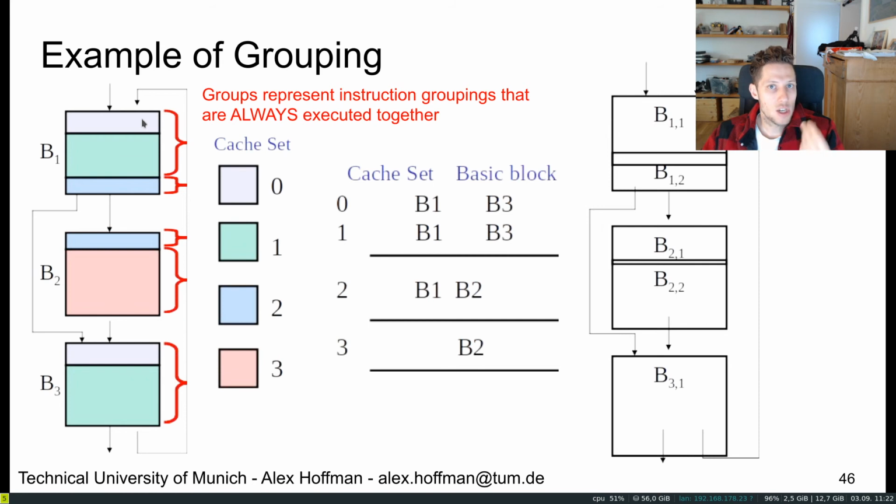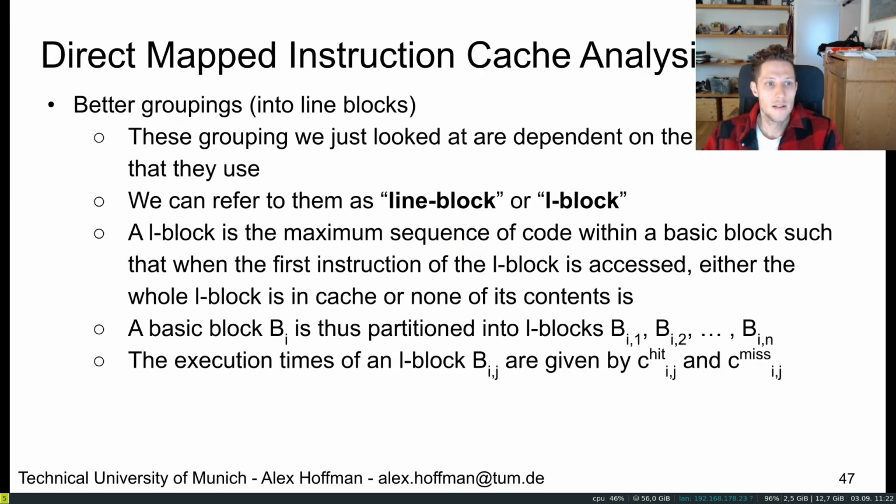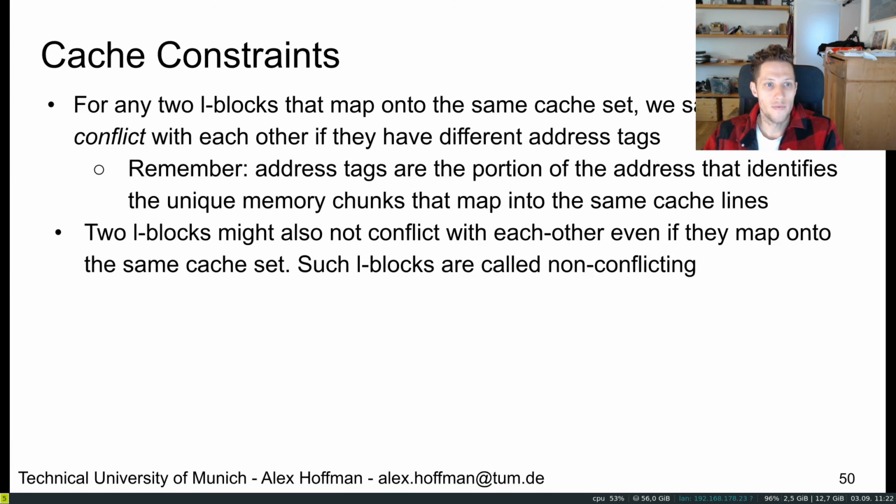Because they're on the same cache line, we're not really interested in the offset. We first say, okay, they fall on the same cache line. Are these the same chunks of memory? Are these the same instructions? They would compare the tag to figure this out. So for any two L blocks that map into the same cache set, we say they conflict with each other if they have different address tags, because we know they fall into the same line since they're in the same cache set, but they conflict because the tags are different. So we know these are actually different chunks of memory.